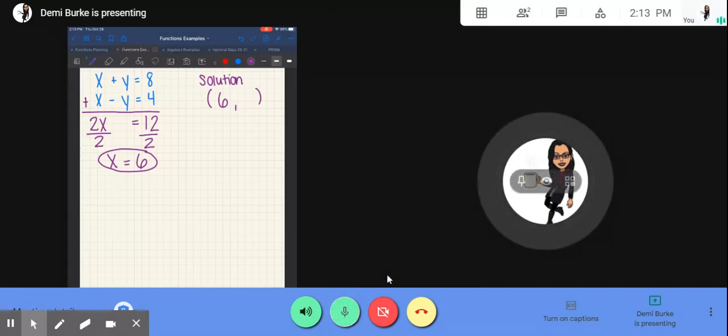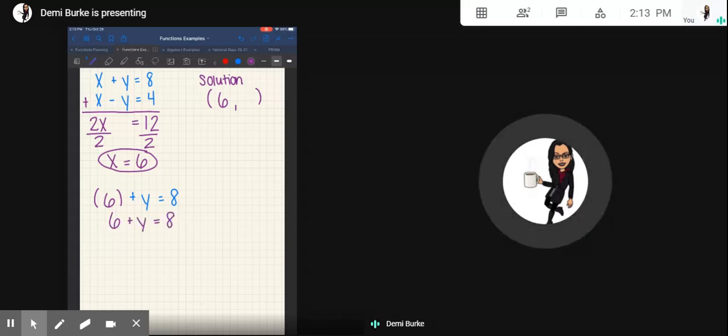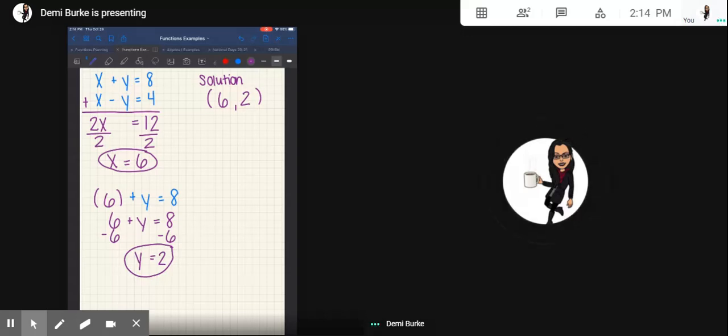Sorry. The top one is positive, so that'll be easier to plug into. So we have whatever x was plus y equals 8. In this case, x was 6. So we can work like normal. There's nothing in those parentheses to deal with, so I'm just going to bring it out. I want to get y by itself. I will subtract 6 from both sides to do that, which tells me that y equals 2. So my ordered pair solution is 6, 2.